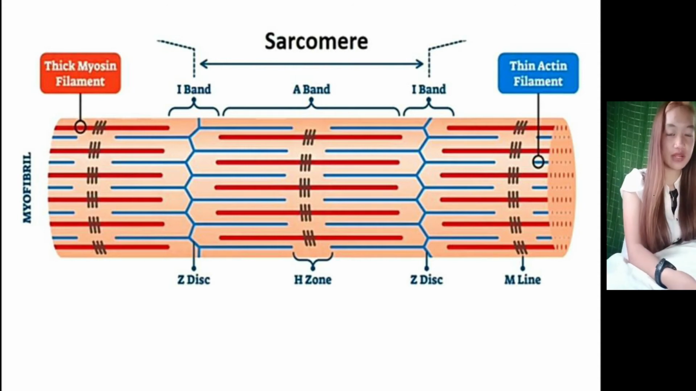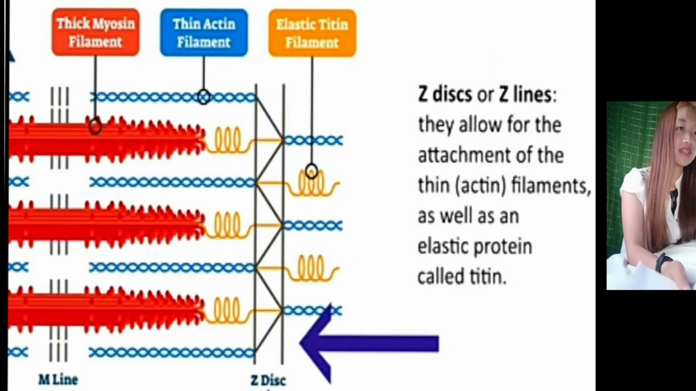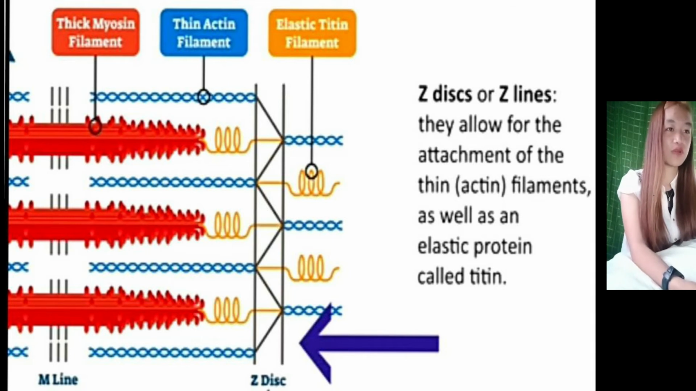The sarcomere has five components: the Z disc or the Z line, the M line, the A band, the H zone, and the I band. So number one, the Z disc. This is the blue arrow. This indicates the Z disc, and it allows for the attachment of the thin actin filaments as well as an elastic protein called titin.